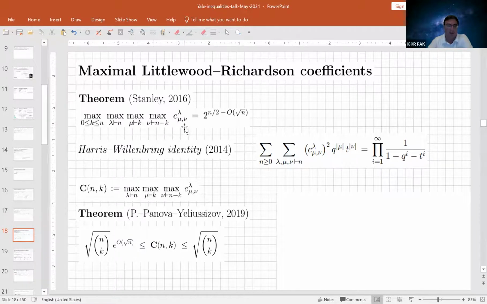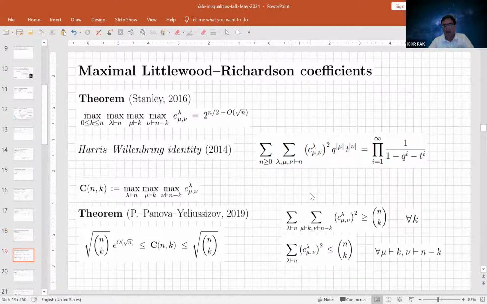That's because there is only one parameter n here, and there are 2 parameters n and k here. And then we showed, so I still can't believe we were the first to prove the upper bound. That's a very clean upper bound: this largest Littlewood-Richardson coefficient is at most square root of n choose k, and it's at least square root of n choose k times again e to the big O of root n. So some number of partitions goes in here.